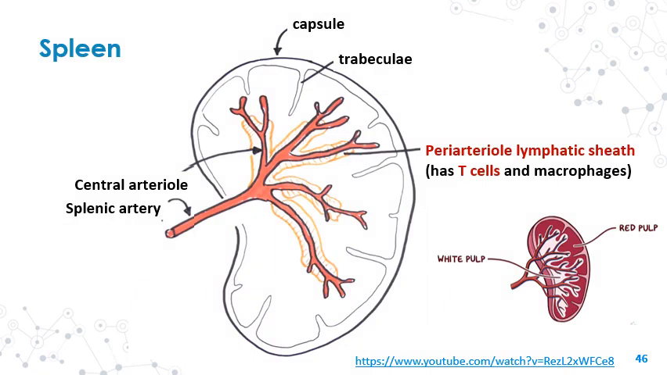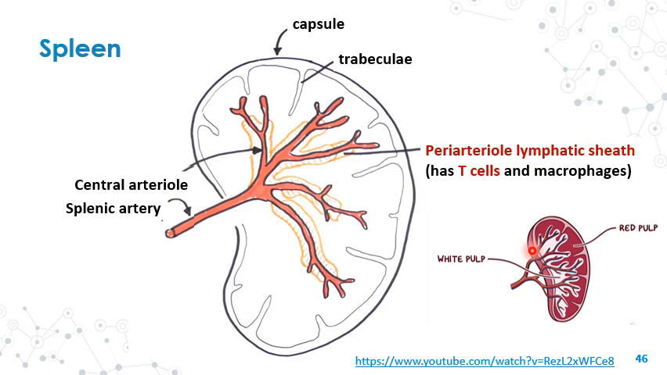I like this video, so I put the link here so you can go back and watch the video. Really informative. All right, so you have the capsule, you have trabeculae, and then here's a splenic artery, the central arteriole. Now, here you're going to see this sheath. I know I have a problem pronouncing that, but here you have a lymphatic sheath, and here is where your T cells like to hang around, and also some macrophages.